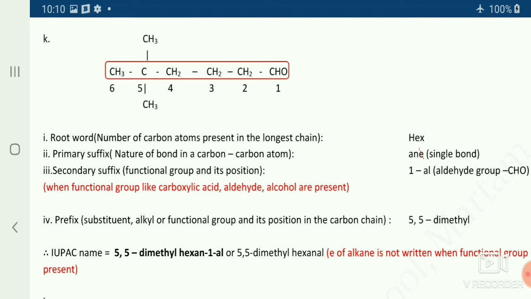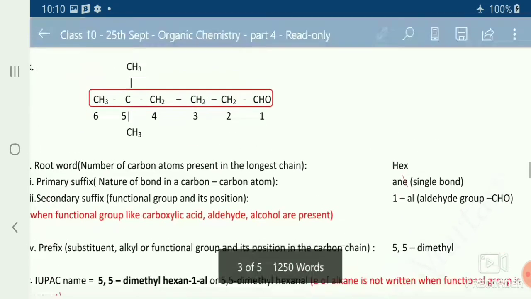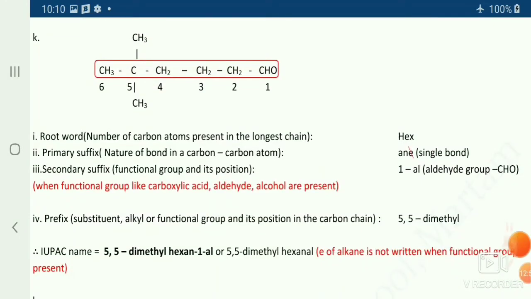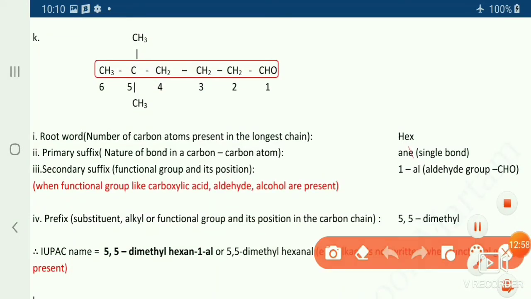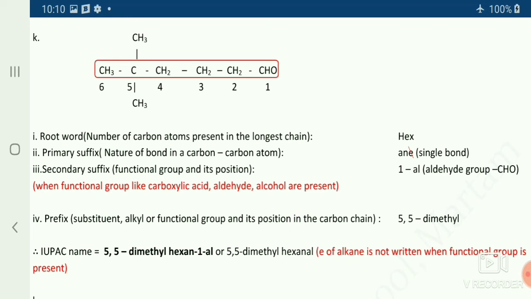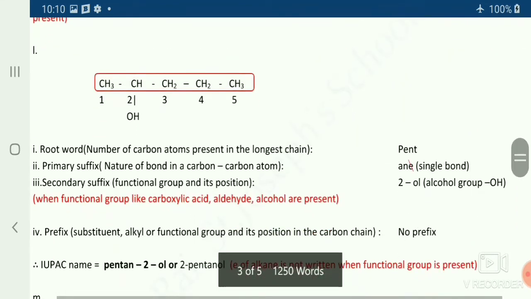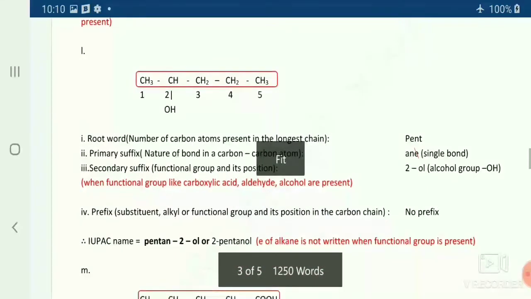We do not write the e of ane. Okay, we cancel that e and we just write hexan. We write only hexan-1-al. E is not written. Clear? Okay, or we can just simply write 5,5-dimethylhexanal, because 1 sometimes is not mentioned. Okay, but this is the correct one. If you write the position, that is well and good. That is preferred actually.